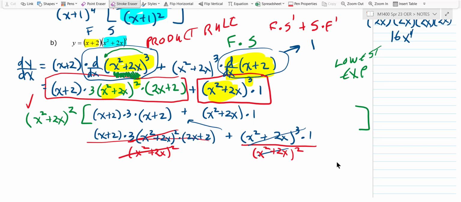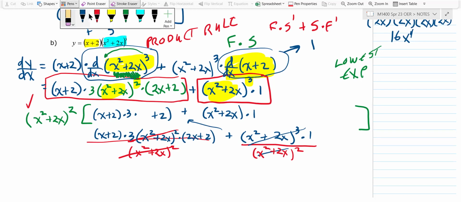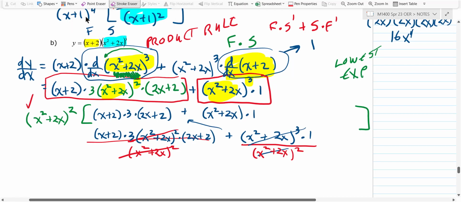Oh, that's a 2x right there. So that right there needs to be a 2x. I just saw that. Okay, so we got that.